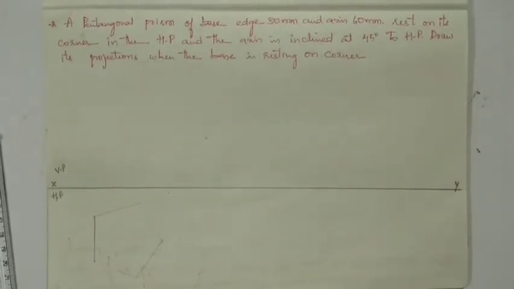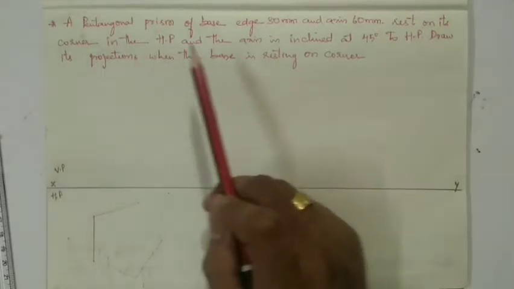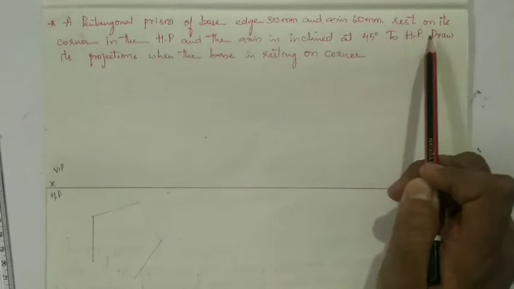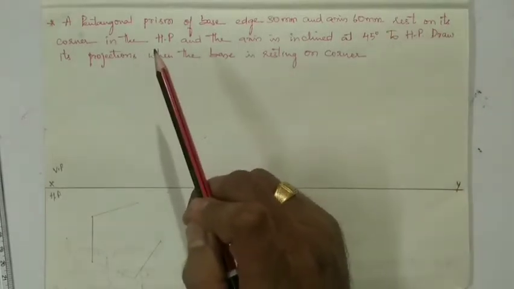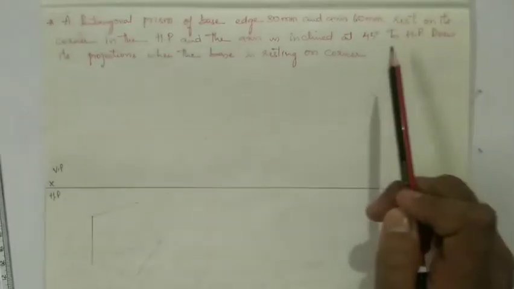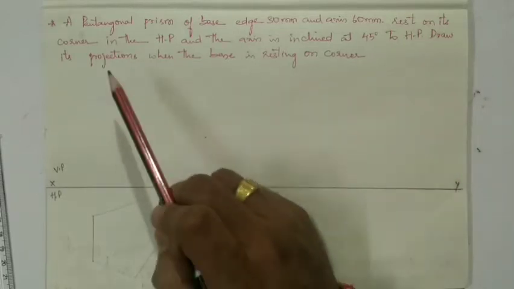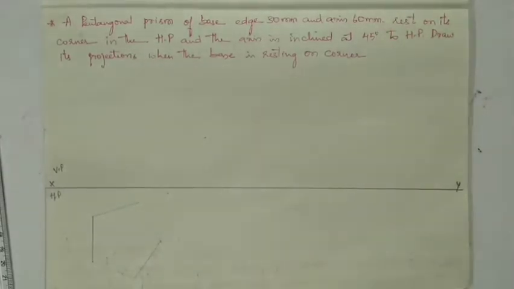First of all, let us go through the question. A pentagonal prism of base edge 30 mm and axis 60 mm rests on its corner in the HP, and the axis is inclined at 45 degrees to HP. Draw its projections when the base is resting on a corner. This is the basic picture of what it is supposed to be. I'm just showing you what the basic shape will be.